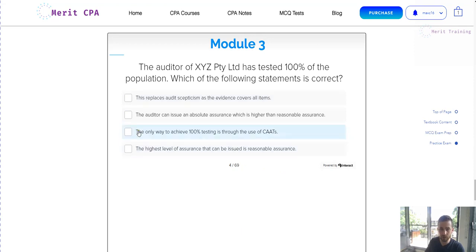So by deduction, you'd think D is the correct answer, but let's just double check it. This says the highest level assurance that can be issued is reasonable assurance. Again, that is correct. We talked about assurance in chapter 1, the definition of assurance, and how there were 2 types, right? There's reasonable assurance and limited assurance. And reasonable obviously offers more assurance than limited assurance, but in no case can you offer absolute assurance. So clearly D is the correct answer here.